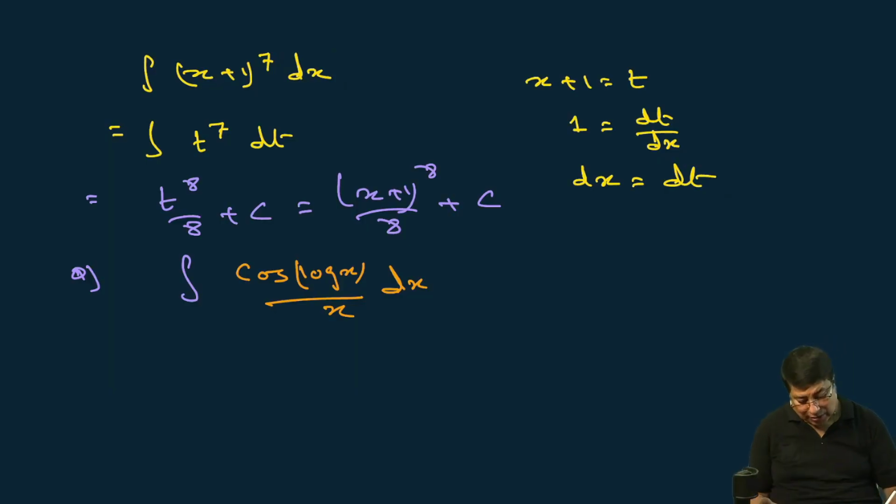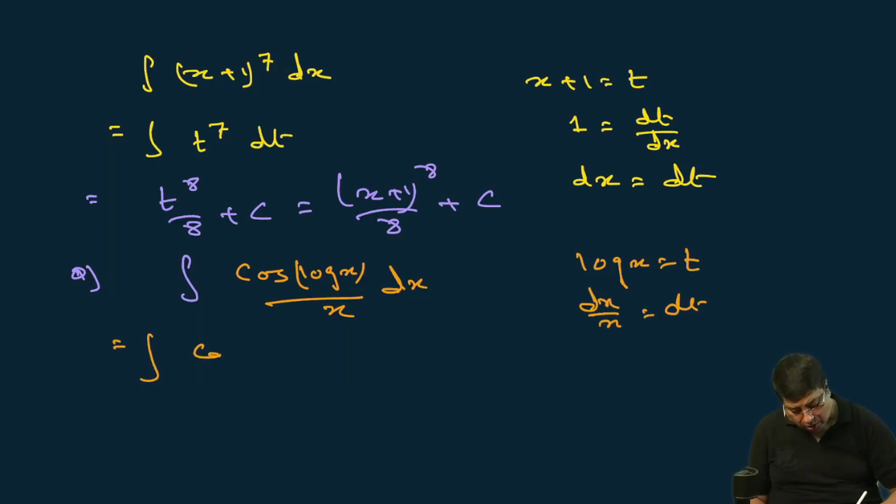For example, in this case, there is no derivative of cos x. Cos x का derivative क्या होगा? That is minus sin x. So sin x is not present here. But the derivative of log x is 1 by x. It is present. So what we'll do? Let log x equal to t. So dx by x equal to dt. Therefore, I can write here cos t dt. Cos t क्या होगा? That is sin t plus c. Sum over.